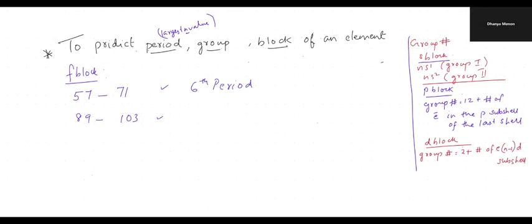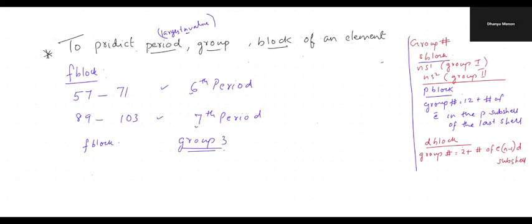And if the element's atomic number is in the range between 89 to 103, it is in the 7th period. And the block is F block. If any element has atomic number in the range 57 to 71 or 89 to 103, you can directly say that this is an F block element. See the range: if it is between 57 to 71, it's the 6th period. If it is between 89 to 103, it is in the 7th period. And all elements in this range are in group 3. So you just have to memorize this range.